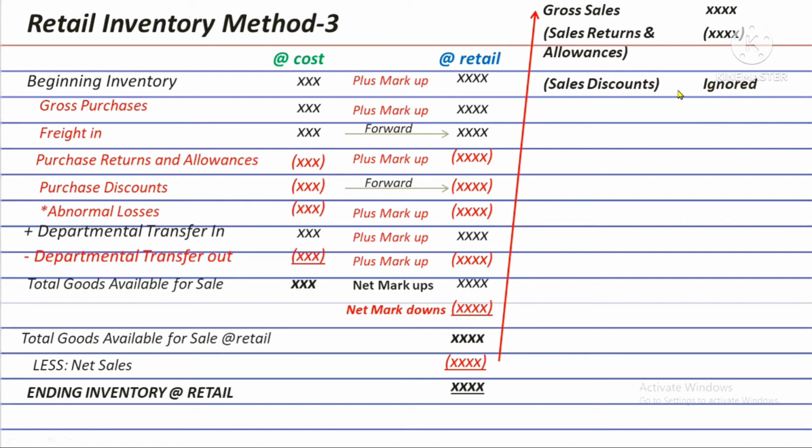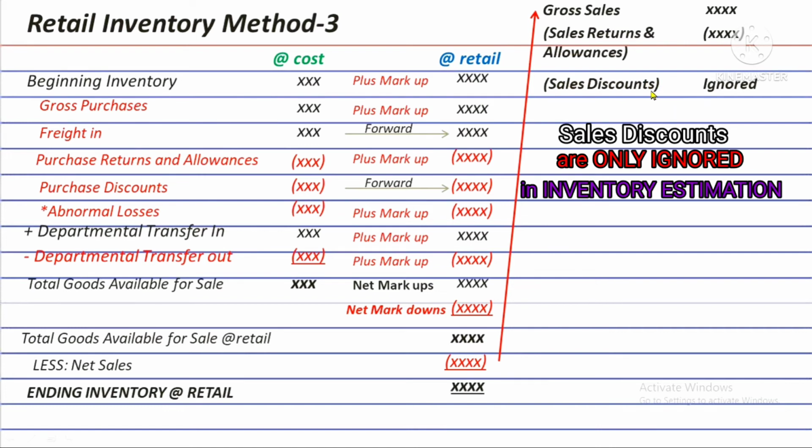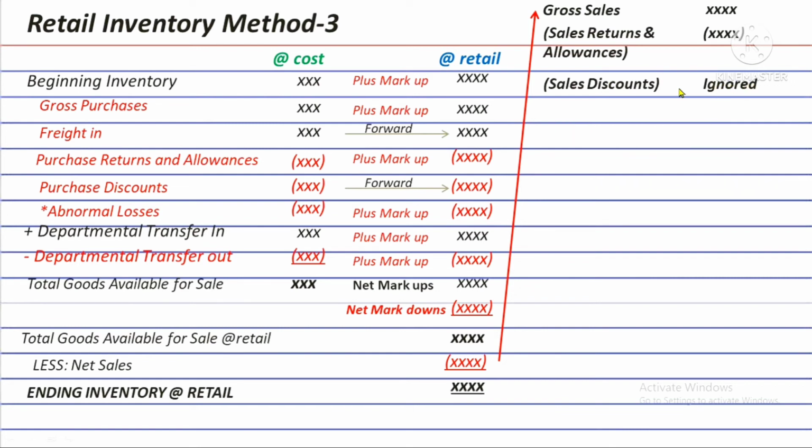This is always the case when we talk about inventory estimation. Again, the sales discounts are normally deducted from the gross sales. But if we're talking about inventory estimation, this should be ignored. Now guys, I'll tell you, the retail inventory method, which is our topic, is a method of estimating inventories. That is why we should ignore this sales discount.